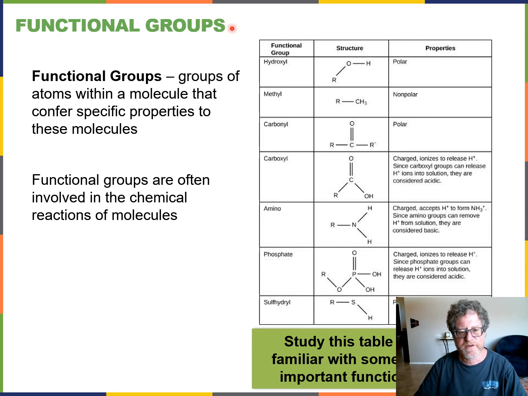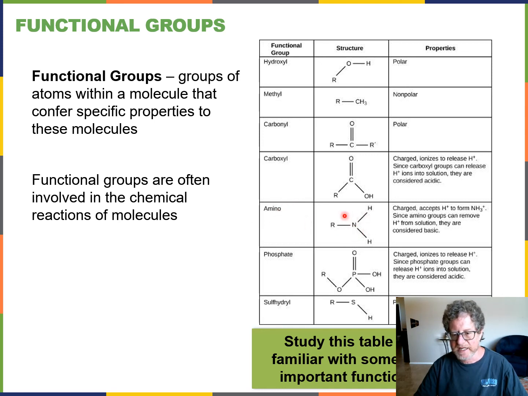Functional groups. Functional groups are groups of atoms within a molecule that confer specific properties. Specifically, they're often involved in the chemical reactions of biological molecules. The ones you'll have to know, you'll see over and over again, are the hydroxyl group. So OH, oxygen and hydrogen, are very reactive, and it's called a hydroxyl group. Okay. Methyl group, we won't talk that much about methyl groups, but you'll probably learn about them later on. That's a CH3 group. Don't worry about carbonyl and carboxyl groups, but amino groups are part of amino acids.